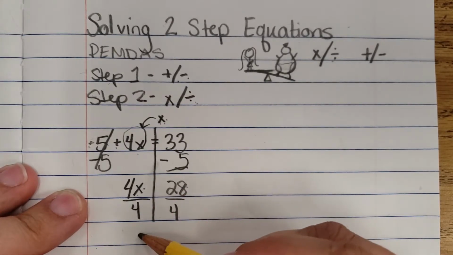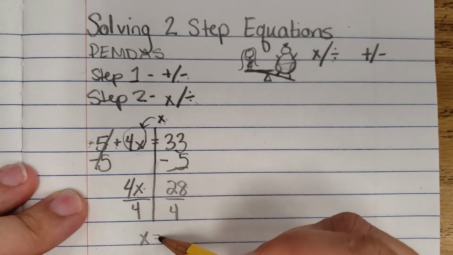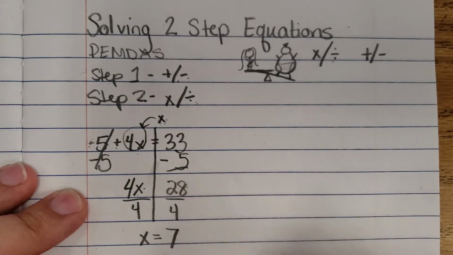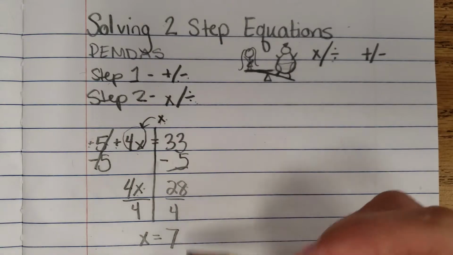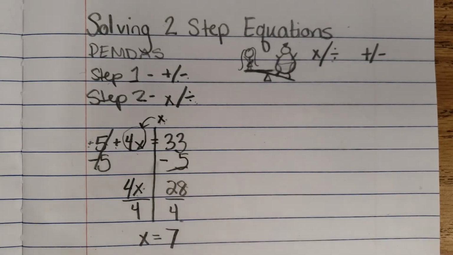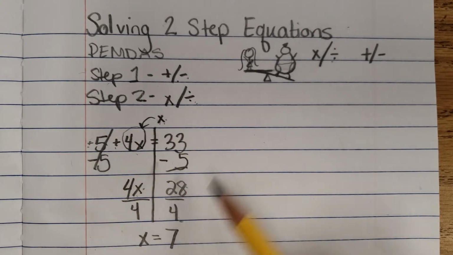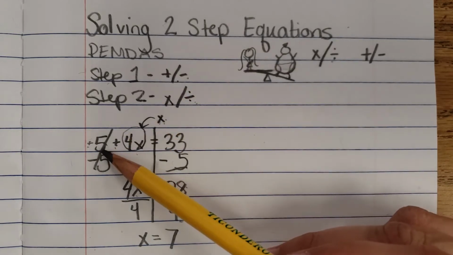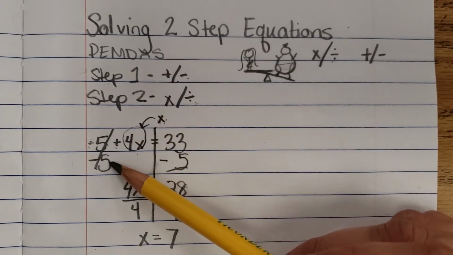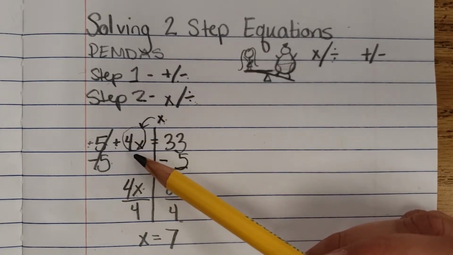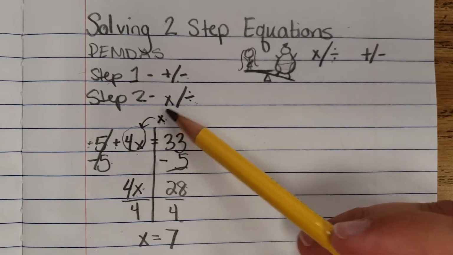28 divided by 4, x equals 7. Think about that. Okay, so 28 divided by 4 is 7. So the answer to this would be 7. So our first step was our addition and subtraction. We had to get rid of that. And then our second step was your multiplication and division.